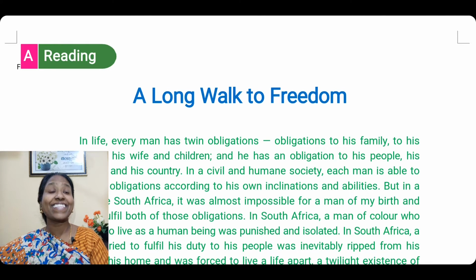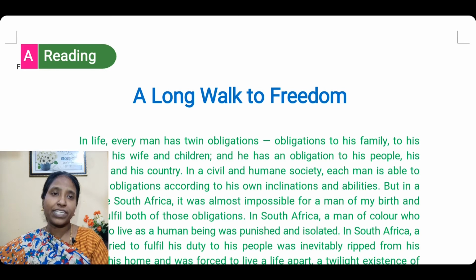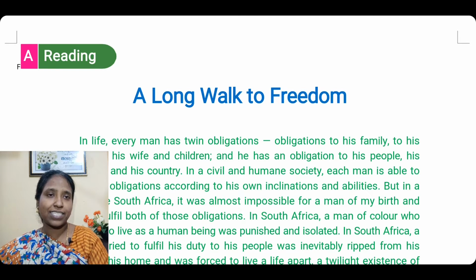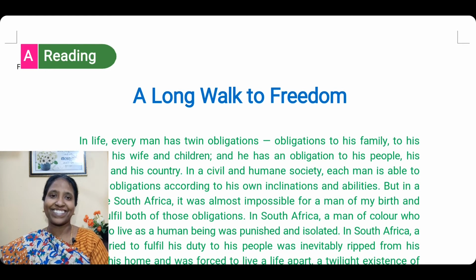Today we will learn the summary of the lesson A Long Walk to Freedom from Unit 6, Part A from the 9th Standard English textbook, SSC Board, Telangana and Andhra Pradesh. On to the summary now.